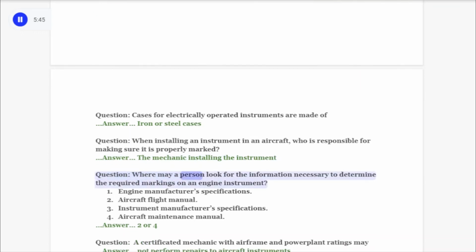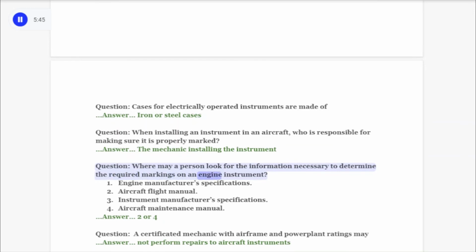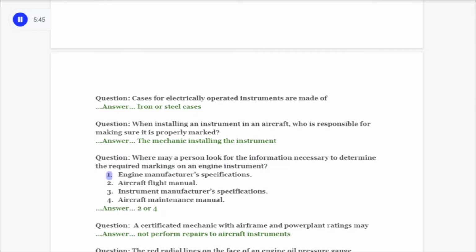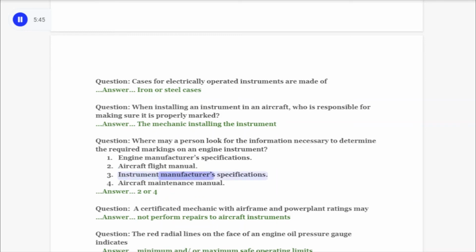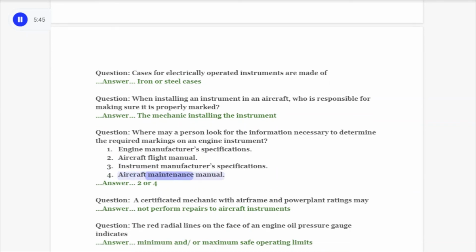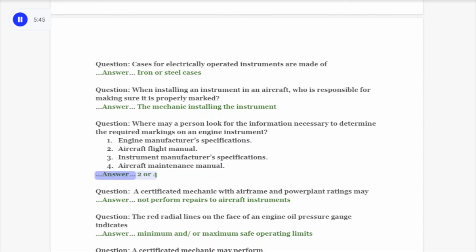Question: where may a person look for the information necessary to determine the required markings on an engine instrument? 1. Engine manufacturer's specifications. 2. Aircraft flight manual. 3. Instrument manufacturer's specifications. 4. Aircraft maintenance manual. Answer: 2 or 4.